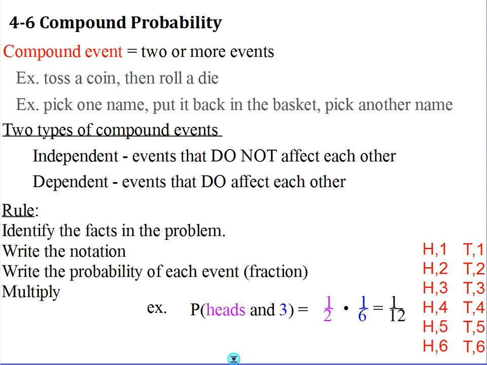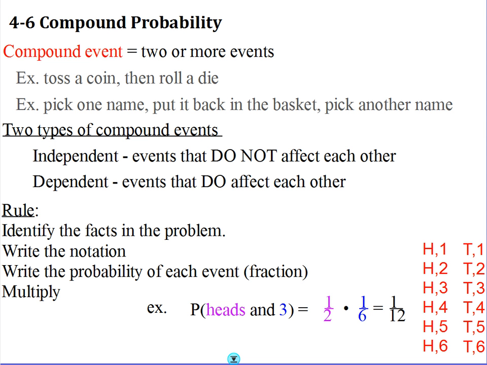There are also compound probabilities, where there's going to be 2 or more events. An example, tossing a coin and then rolling a die. Another example is picking one name, putting it back in the basket, and then picking another name. The 2 types of compound events are independent events that do not affect one another. So if I'm rolling one dice and I want 2, and I roll another dice and I want another 2, those do not affect each other.